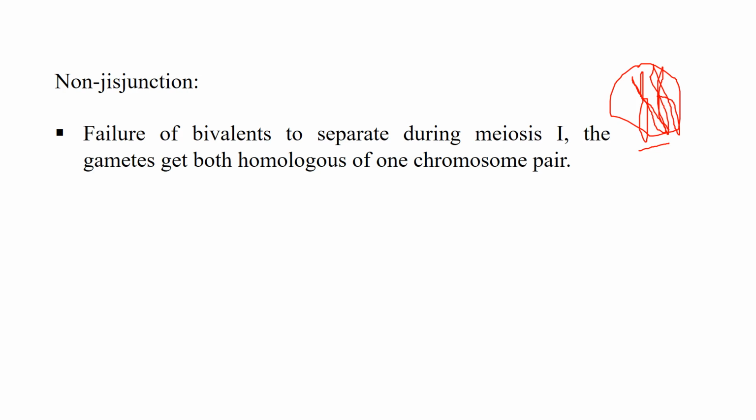And what is disjunction? Disjunction is the normal separation of chromosomes in meiosis 1, or of sister chromatids in meiosis 2. When these chromosomes are separated from each other, since homologous chromosomes separate during meiosis 1, this condition is called disjunction.